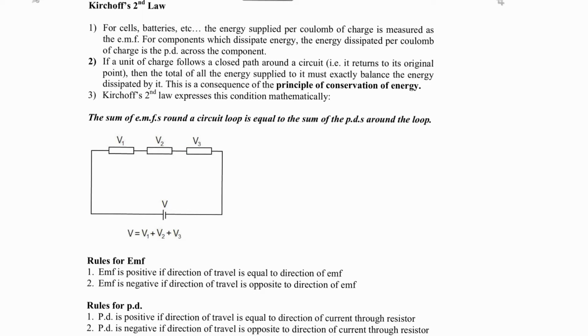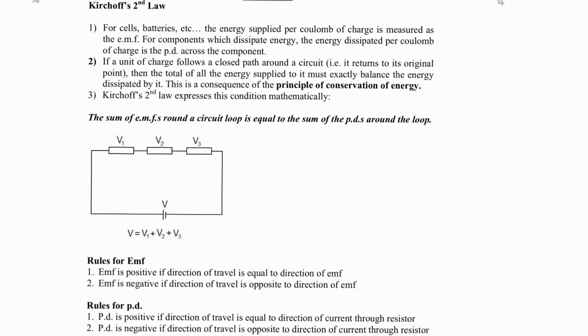And due to conservation of energy, I explained to you that the EMF must be equal to the sum of PD. Because whatever energy the current gets at the cell, it will be lost at each resistor, and then when it comes back to your cell, it starts all over again. So whatever energy gains here is lost here, then it starts all over again. Understand now? So this is called Kirchhoff's second law. The sum of EMFs around a circuit loop is equal to the sum of PDs around the loop.